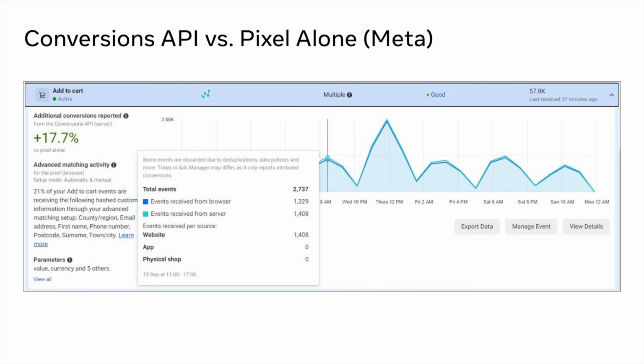Yeah, when you see here, there are more events from the server than the browser. Previously, like Simon was saying, without Conversions API, you wouldn't see any of those server events. So you would miss out on the difference, and those would be called false negatives, right? The algorithm would take it in as if the event did not occur. So it says as a negative, that person did not actually convert.